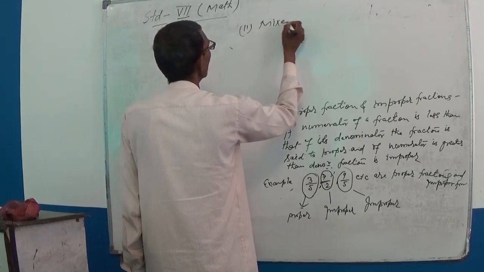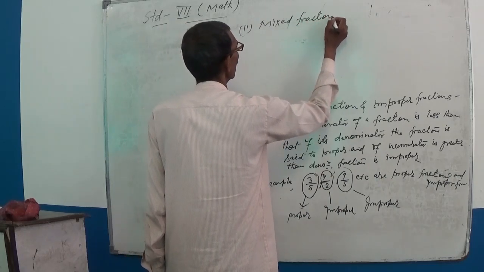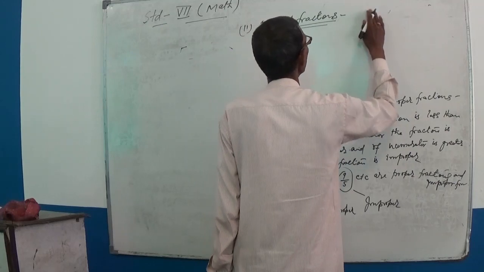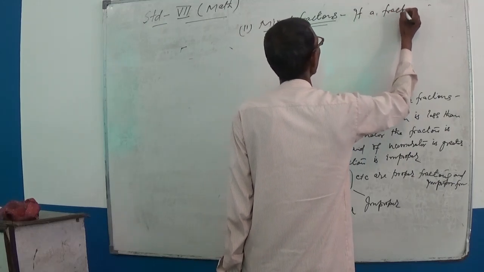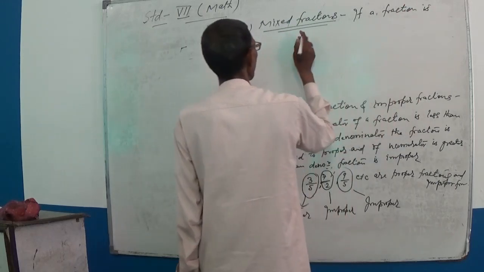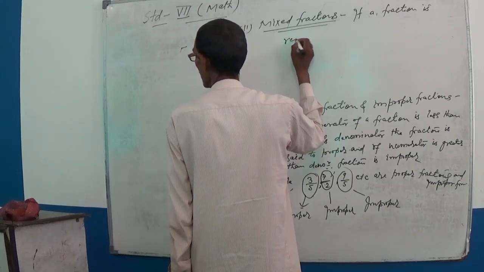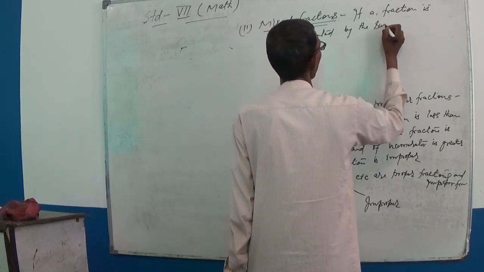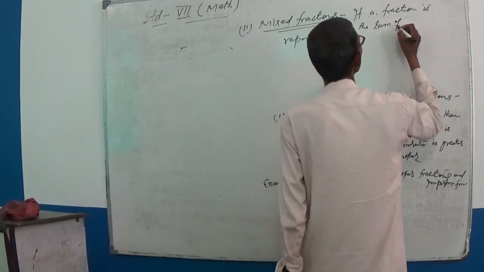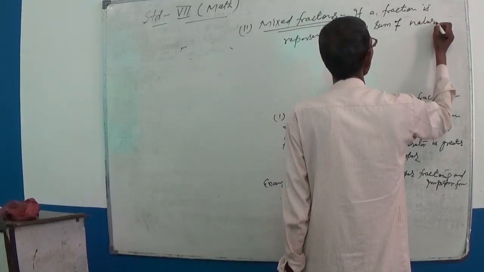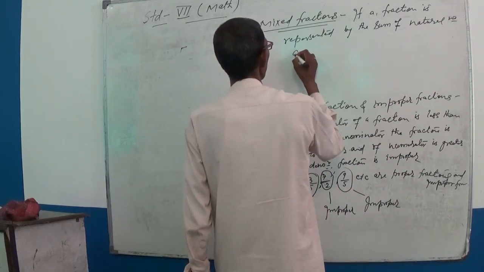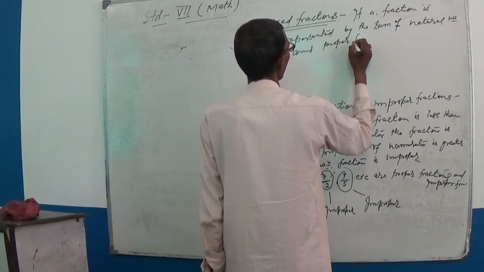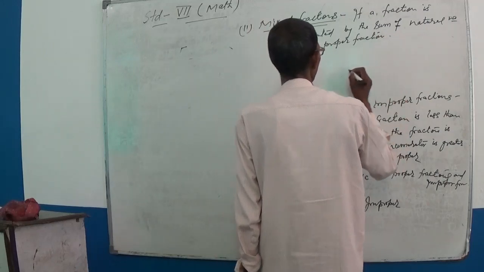Mixed fraction. If a fraction is represented by the sum of a natural number and a proper fraction, it is a mixed fraction. Example.